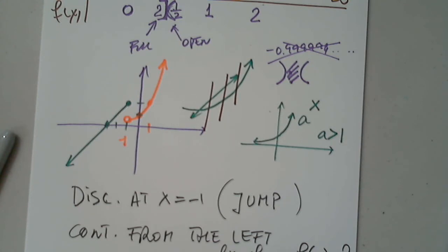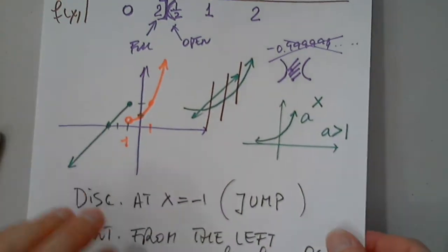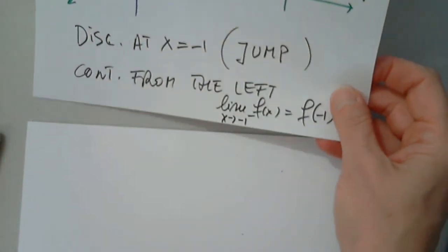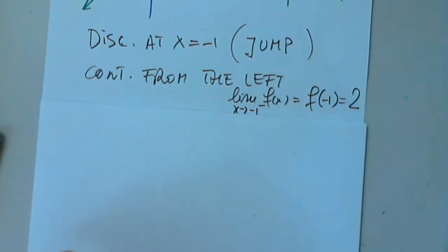The limit from the left and the function value are the same. They exist. They are the same. They equal 2. Now, I don't want to go back to the first page, so I want to put it here. You can put it in both places.